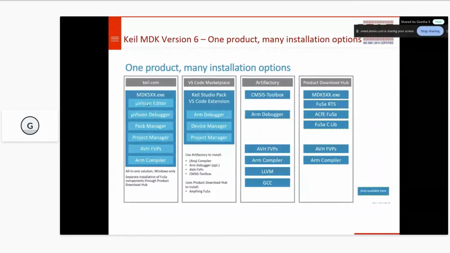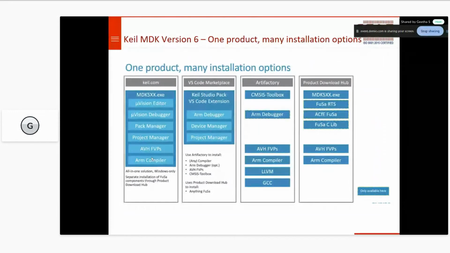You get MicroVision Editor, MicroVision Debugger, Pack Manager, Project Manager, ARM Virtual Hardware, Fixed Virtual Platforms, and the ARM Compiler. But not only with Keil, now we can also use other options; in various ways we can still get these packs or download the executables.